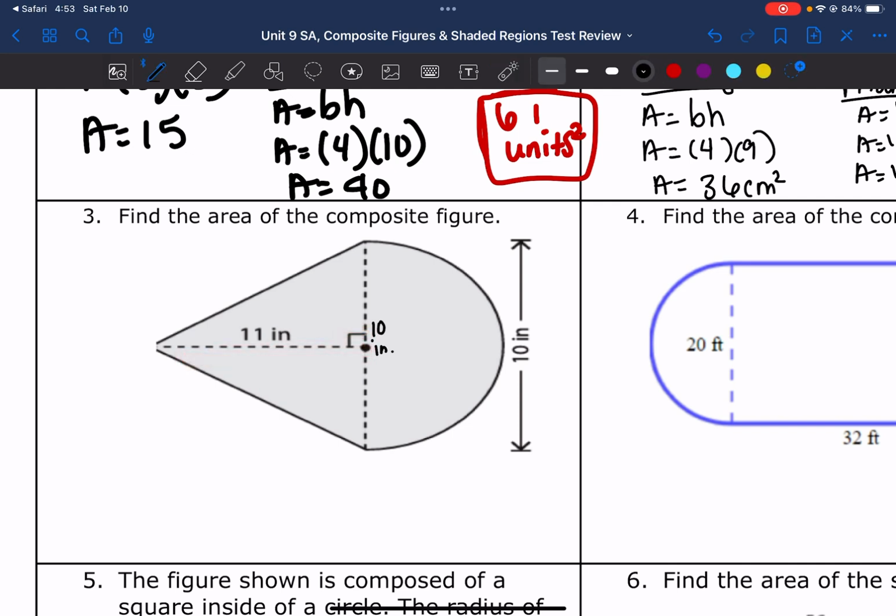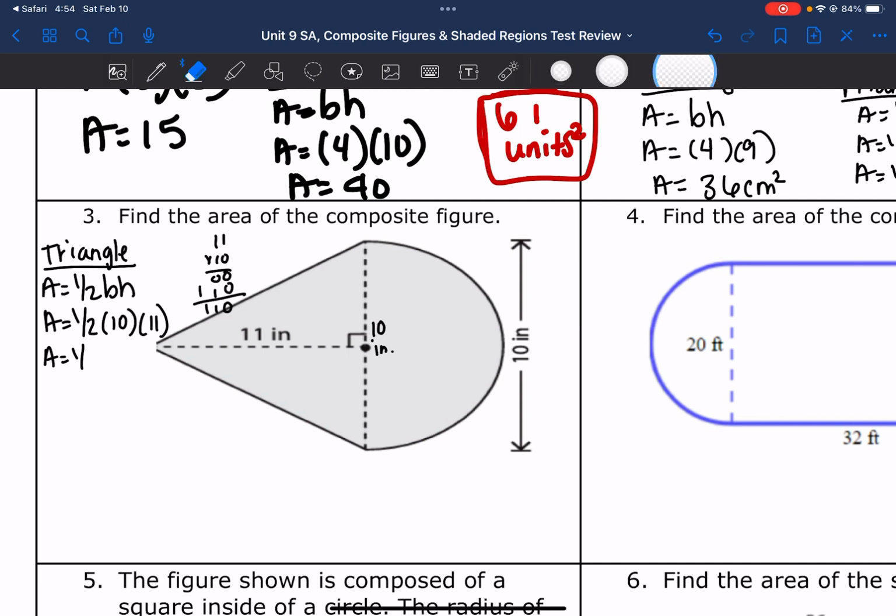Okay, so let's continue to solving. We're going to solve the triangle first. The triangle has an area formula of 1/2 base times height. The base of it is 10 and the height is 11. I know that 10 times 11 is going to be 110, okay? I am going to erase this though so that I don't run out of space.